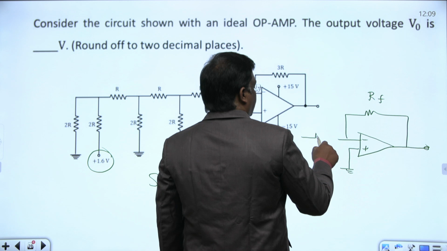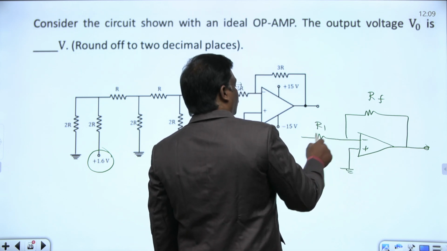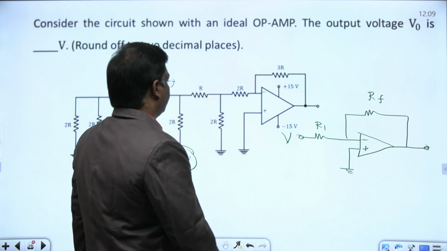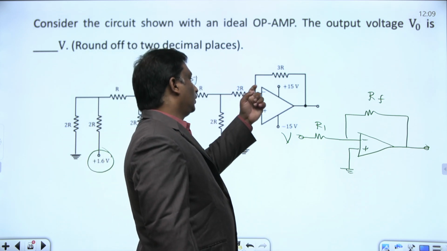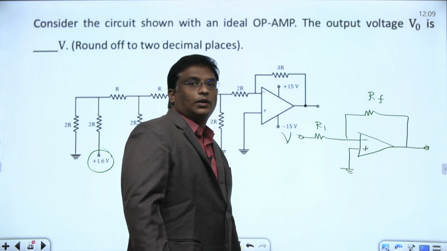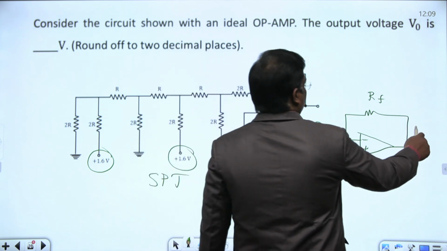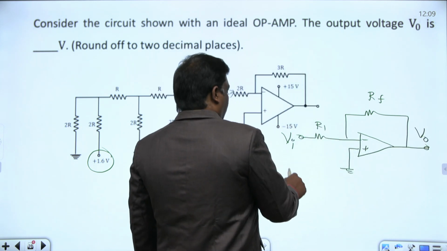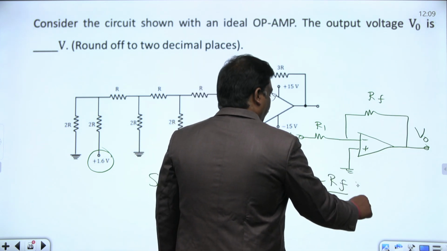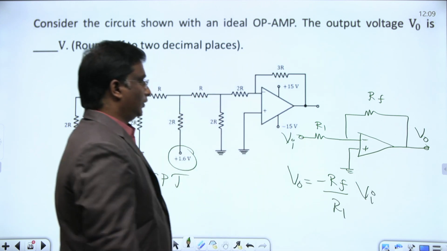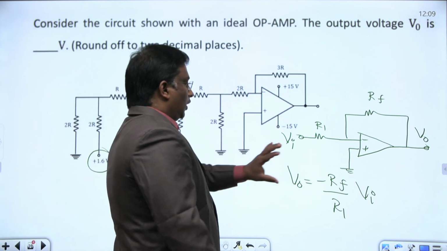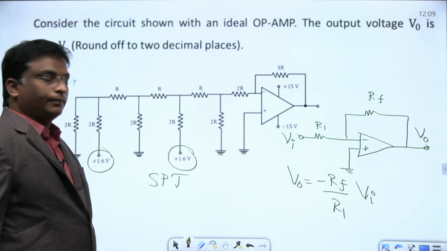if this resistor is, suppose, R1, and input is applied here, then what is the output? Input applied to the inverting terminal, and the non-inverting terminal is grounded. If this is Vi, the output V0 equals minus RF by R1 into Vi. That's all. For the inverting configuration, gain is minus RF by R1. If you know this, we can solve this question easily.